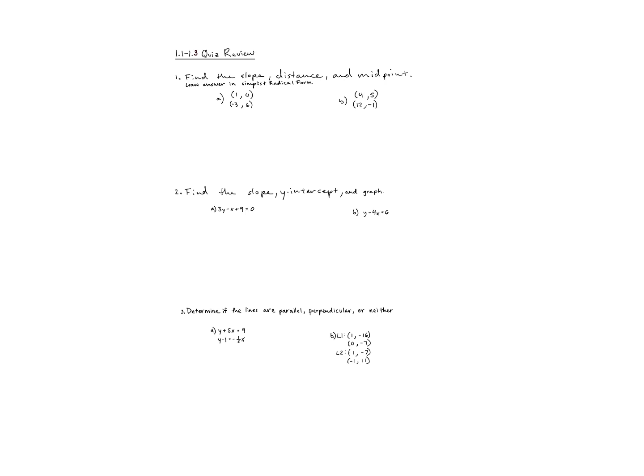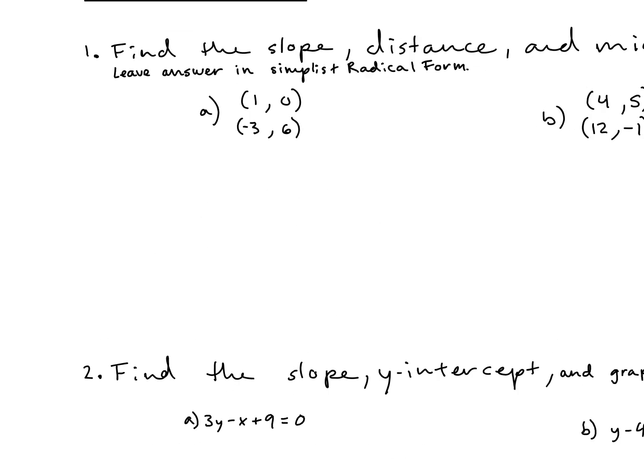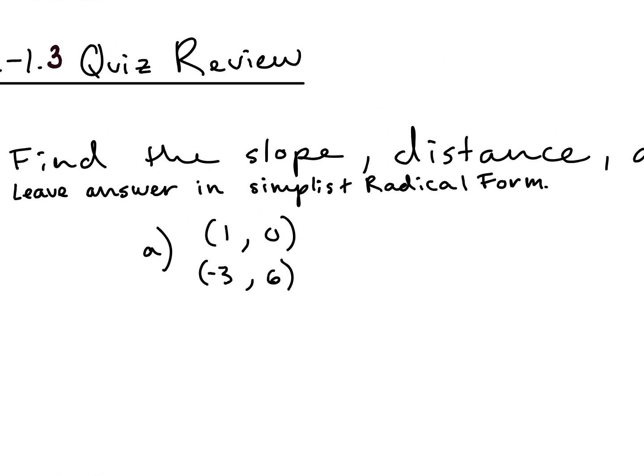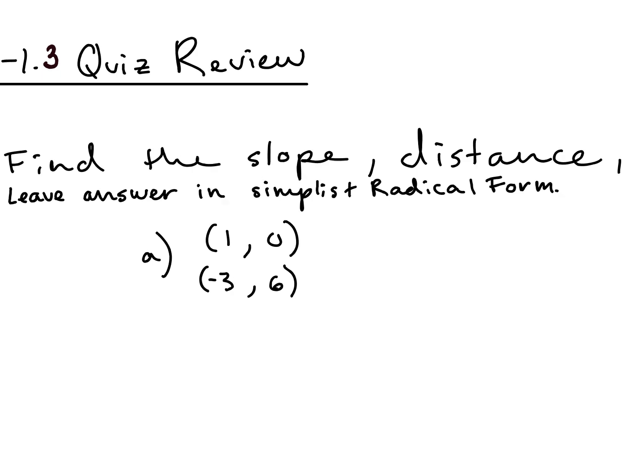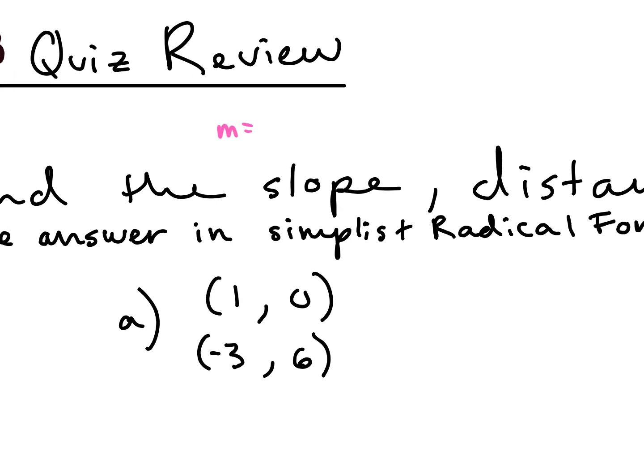Right, so for number 1, we want to find the slope, distance, and midpoint. Let's do A. So our slope formula is what? y2 minus y1 over x2 minus x1. The change in y's over the change in x's.